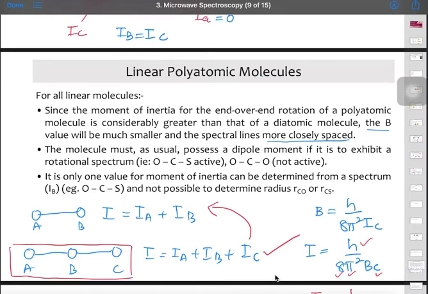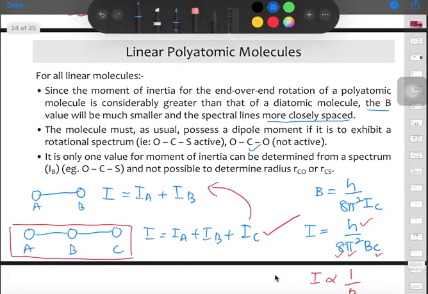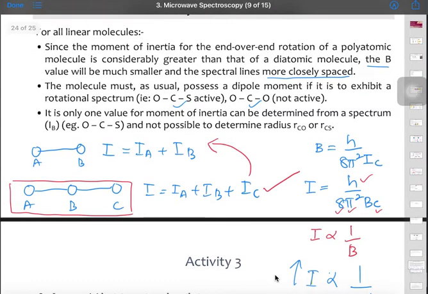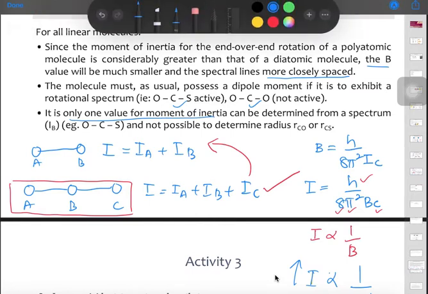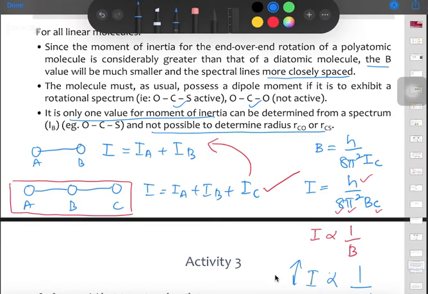Another thing about linear polyatomic molecules is that you need a permanent dipole to be microwave active. Therefore, carbon dioxide, OCO, is not active in microwave, whereas OCS is active in microwave spectroscopy. OCS will show the spectrum, whereas carbon dioxide will not. Also, only one value of moment of inertia can be determined from a spectrum, either IB or IC. Therefore, it is not possible to determine the radii RCO and RCS.